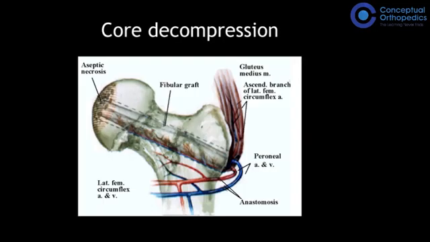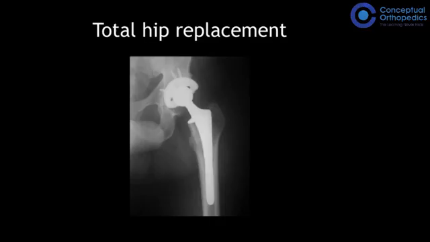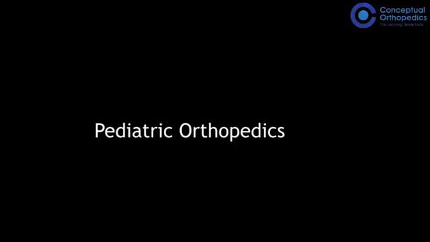And then the treatment is making holes inside the bone called core decompression, or you can make a hole and fix with a muscle called pedicle graft, or you can do a hip replacement, which is the number 1 treatment for this condition in today's world.